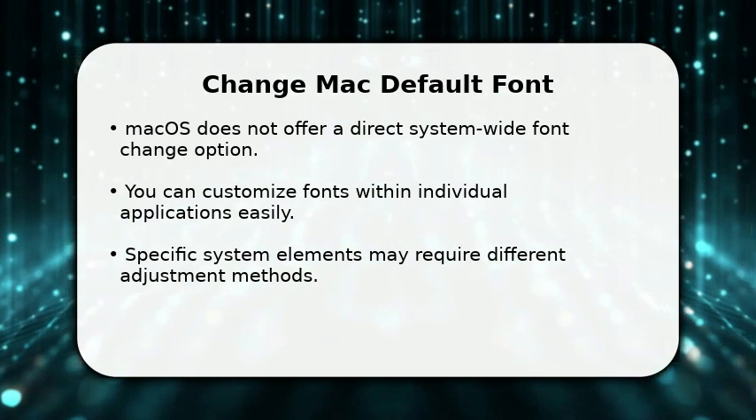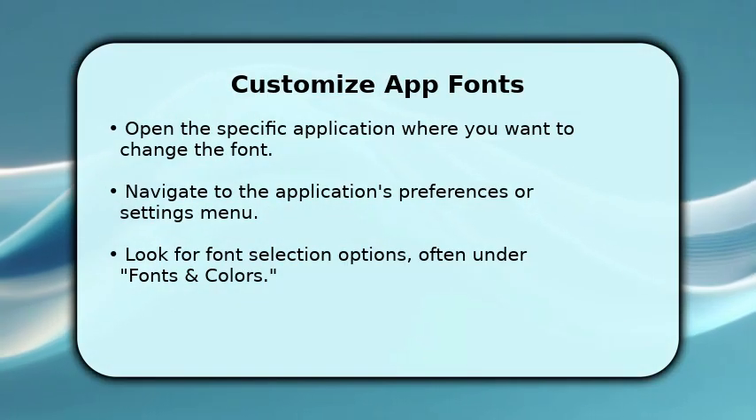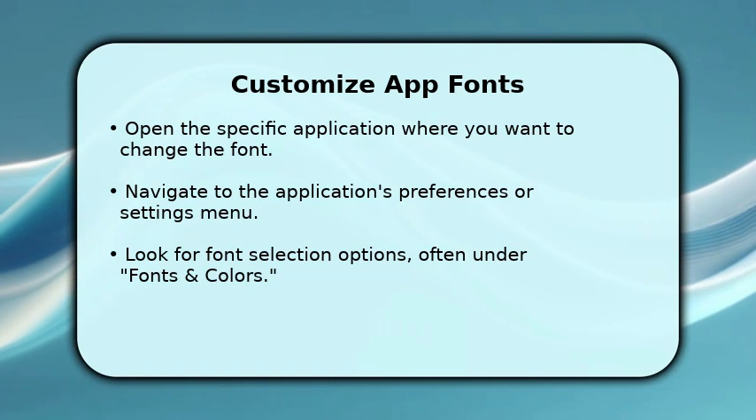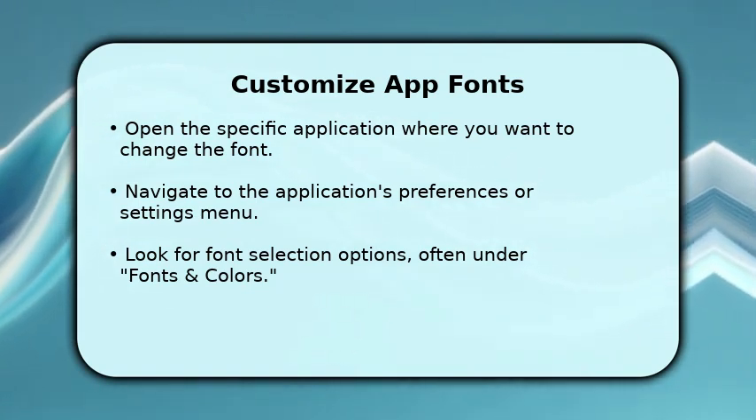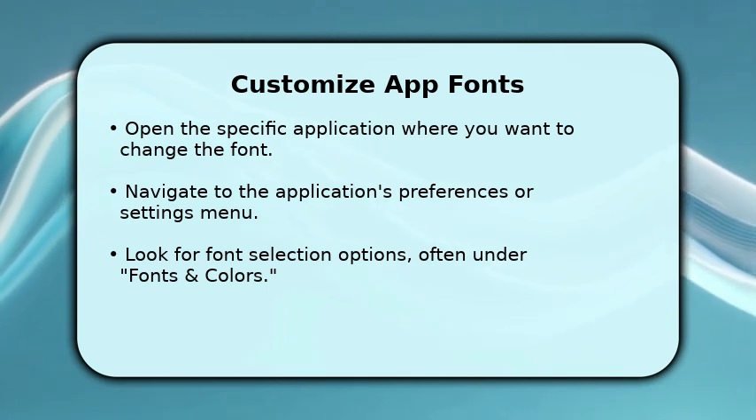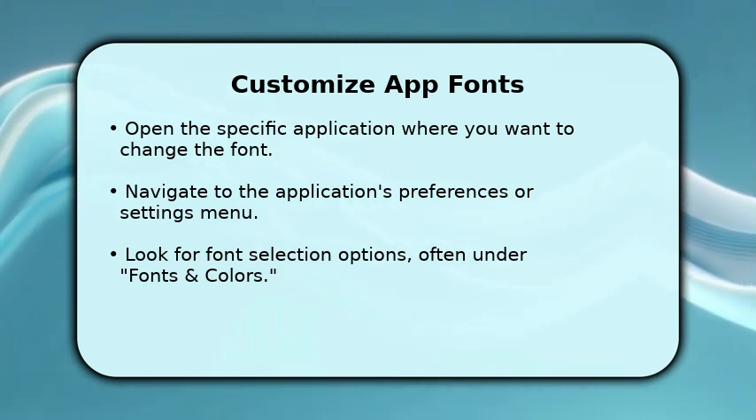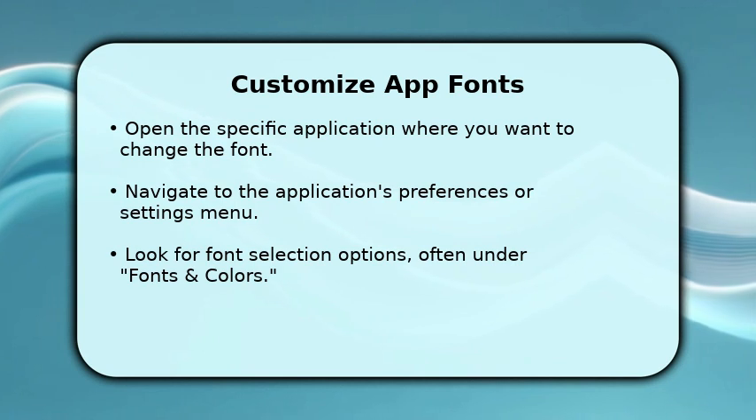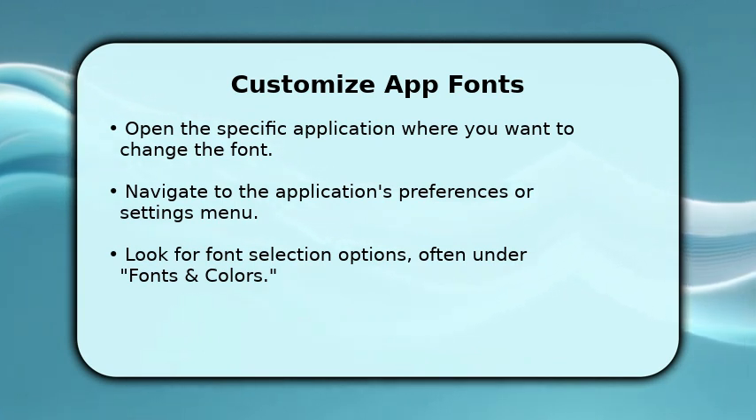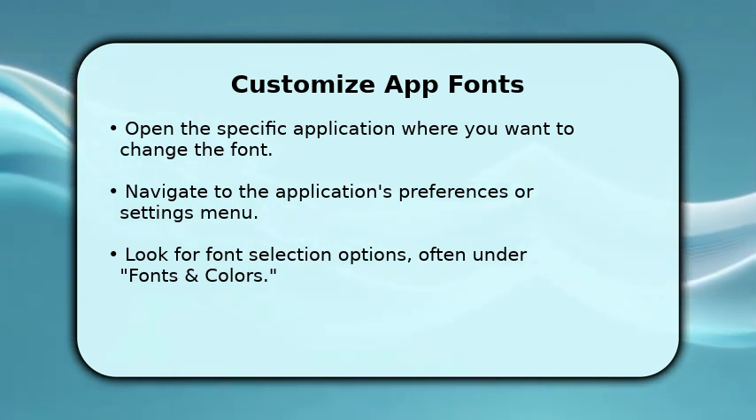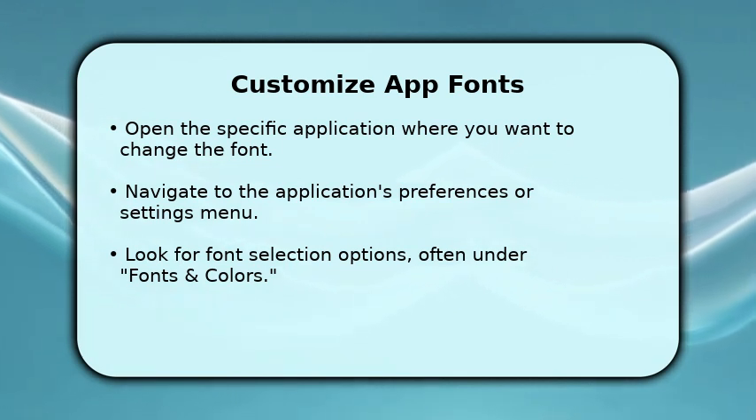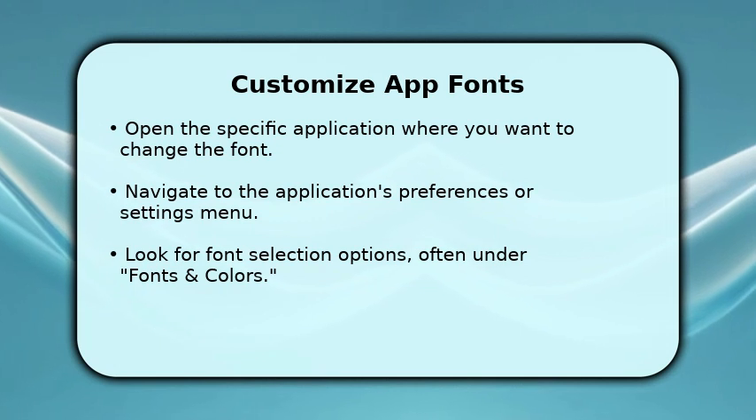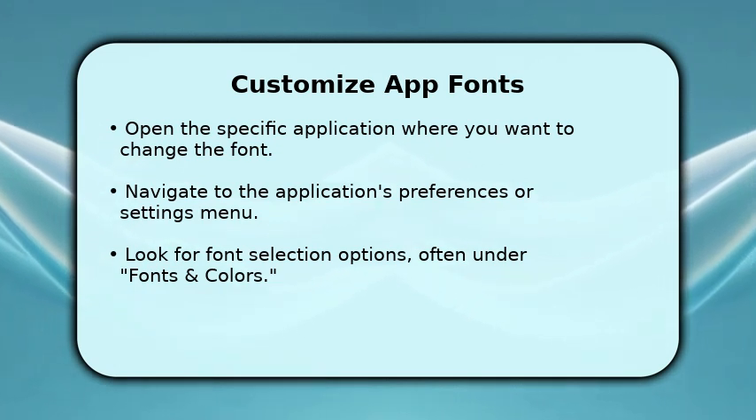appealing and comfortable. To change fonts in most applications, begin by opening the app itself. Then, go to its menu bar, click on the application's name, and select Preferences or Settings. Within the Preferences window, you'll typically find a section dedicated to fonts or fonts and colors. Here, you can select your preferred font family, adjust the size, and choose a style like bold or italic. Remember to save your changes for them to take effect.